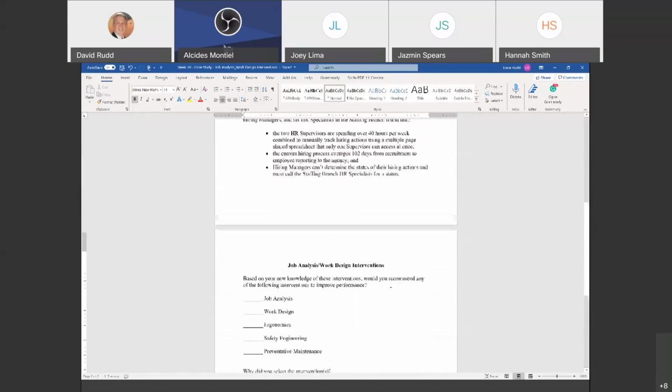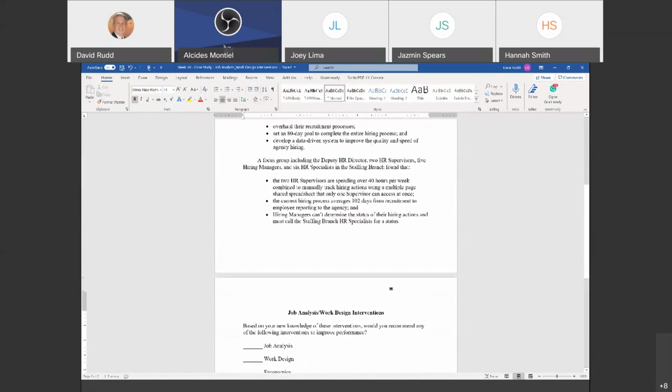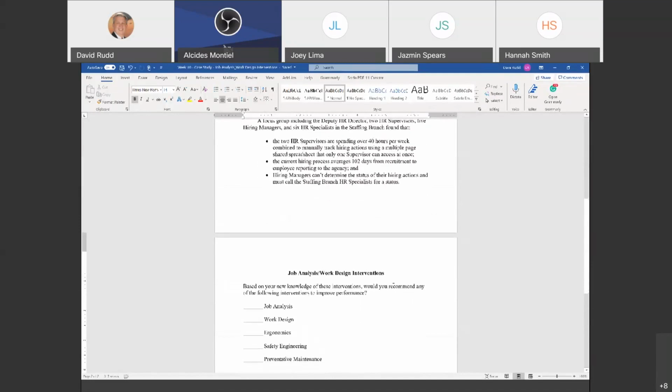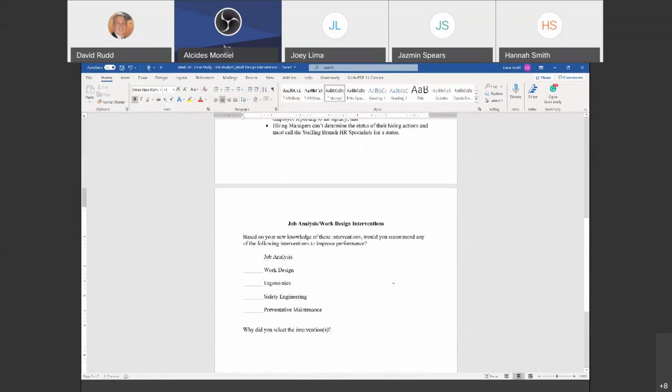But do you think, based on what the problem was and what the intervention was, there was any need for any of this, job analysis, work design, anything like that? I think it would be work design, since one of the outputs for work design is a blueprint for maximum efficiency. And this whole thing seems to be a matter of getting the most efficient hiring methodology.